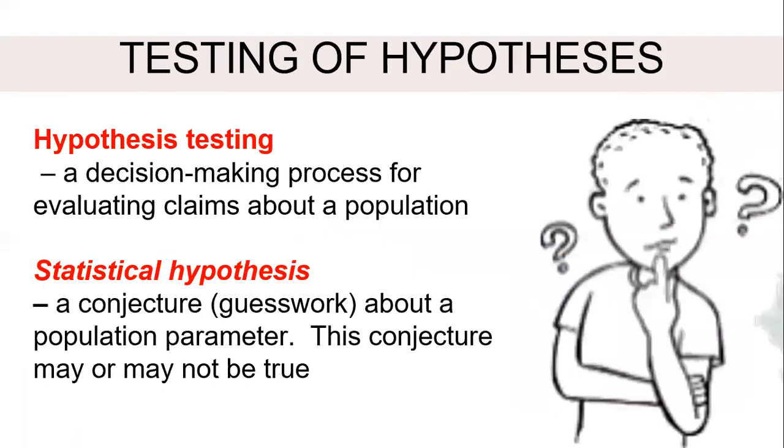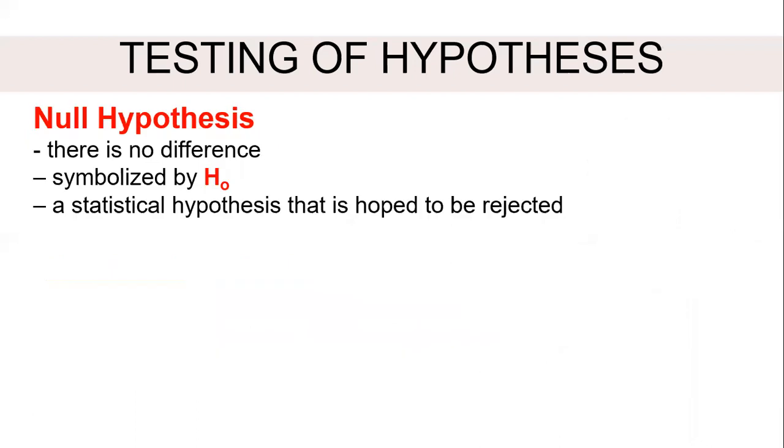Now, let's talk about testing of hypothesis. When we say hypothesis testing, it is a decision-making process for evaluating claims about your population. A statistical hypothesis is in fact a conjecture or guesswork about a population parameter. This conjecture may or may not be true at all. That is why there are times when you need to reject or not reject your hypothesis depending on the results.